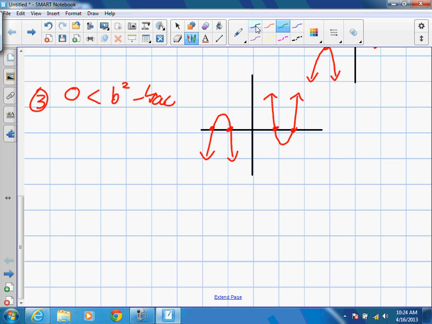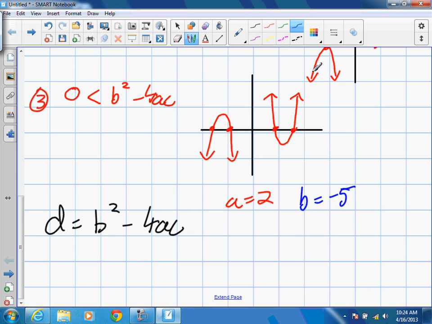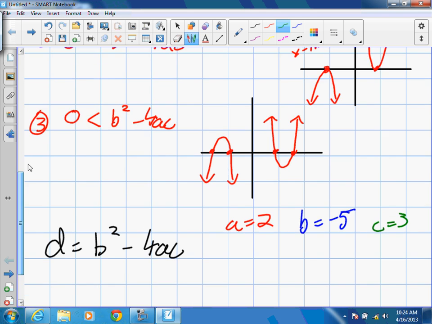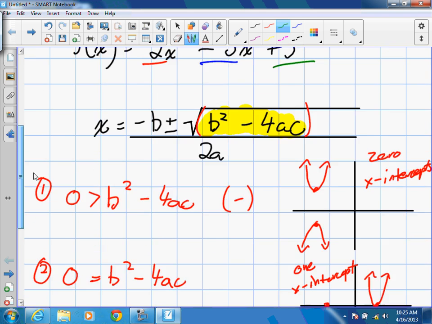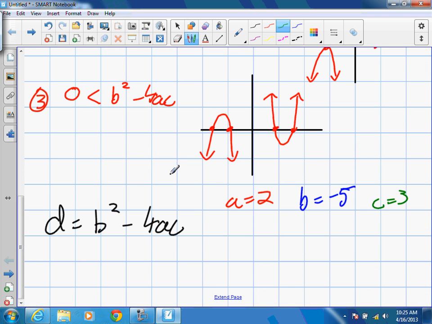Our discriminant, I'll even call it d, is equal to b squared minus 4ac. Our a in this case was the value of 2. B was negative 5. And c, I believe, was 3. We'll double check those numbers one more time. 2, negative 5, 3? Yes, that's right. So we're going to plug those values in.